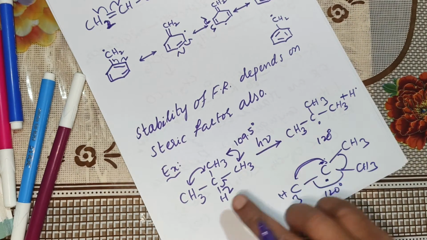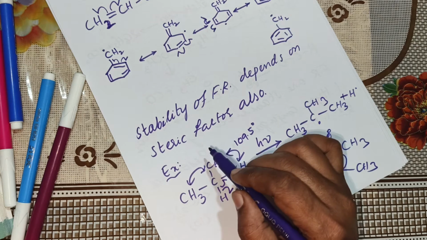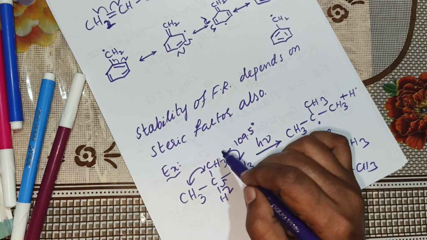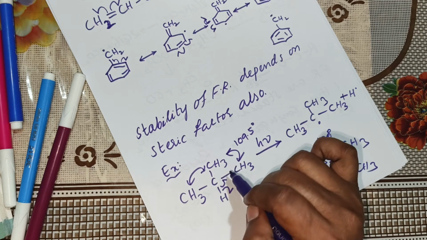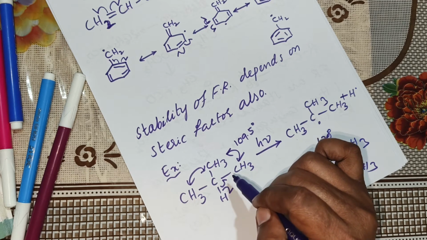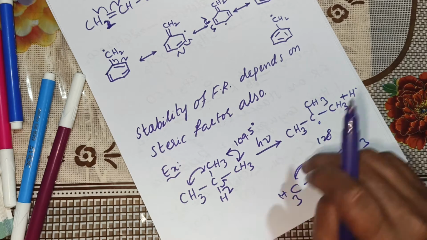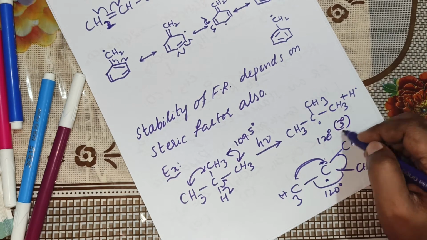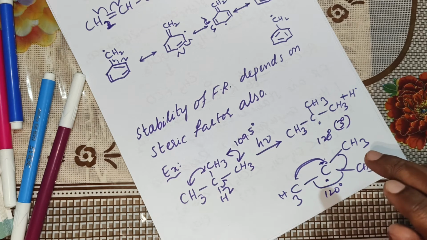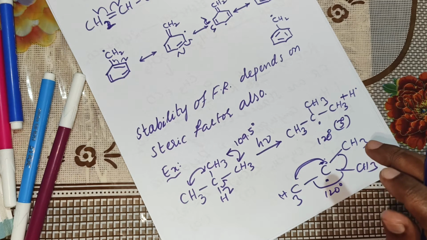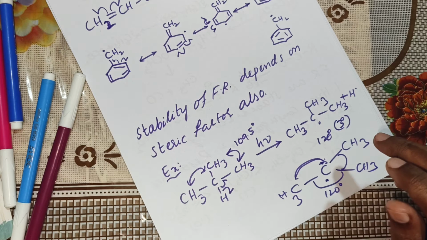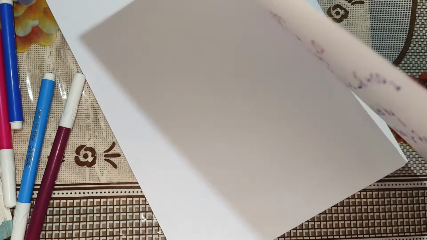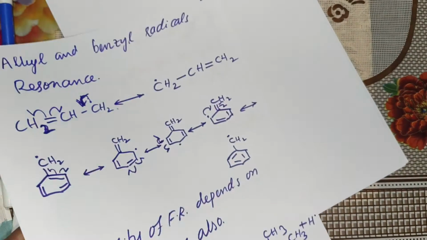Here the steric repulsion will be removed. The steric repulsion arises due to the bulky nature. That's why a tertiary free radical can be obtained easily, by this factor. That's why free radicals can be obtained easily. Yes, this is about free radicals.